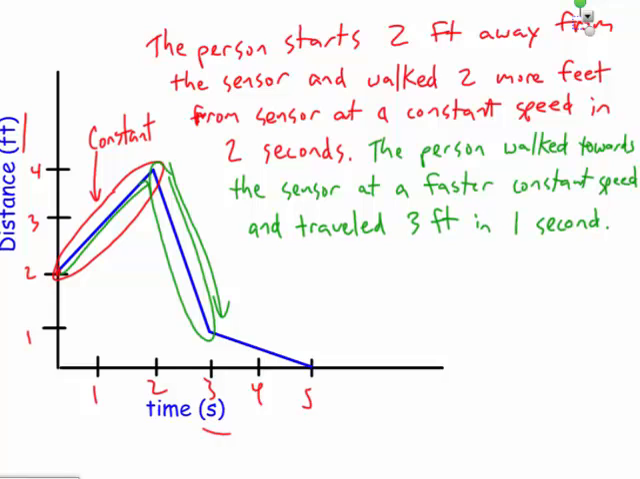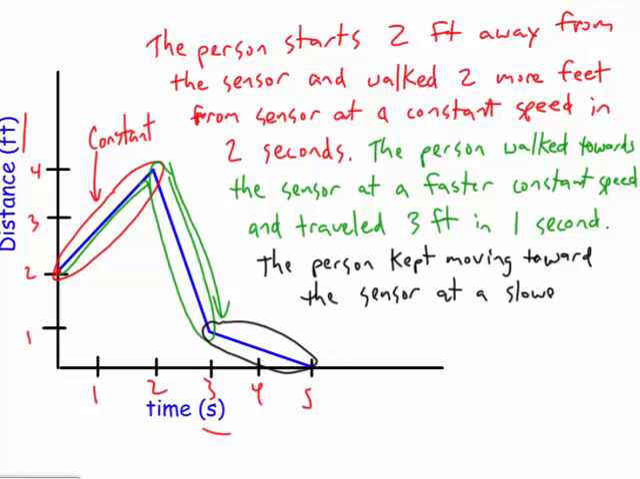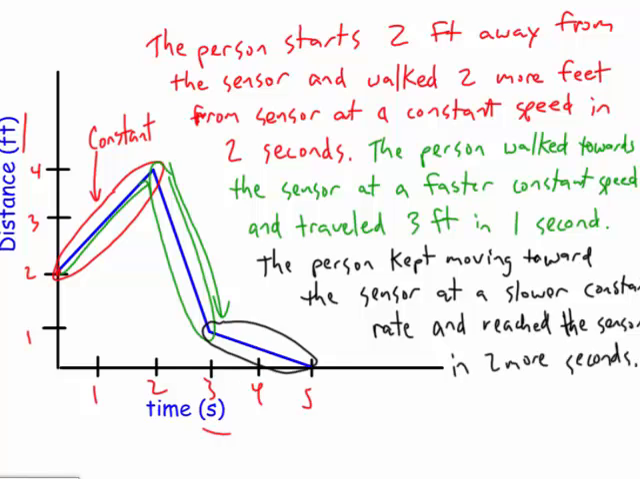And then lastly, the person kept moving towards the sensor but slowed their rate. So the person kept moving at a slower constant speed, and reached the sensor in 2 more seconds. Okay, so I was very specific in how I described this. I don't expect you to be as specific, right?